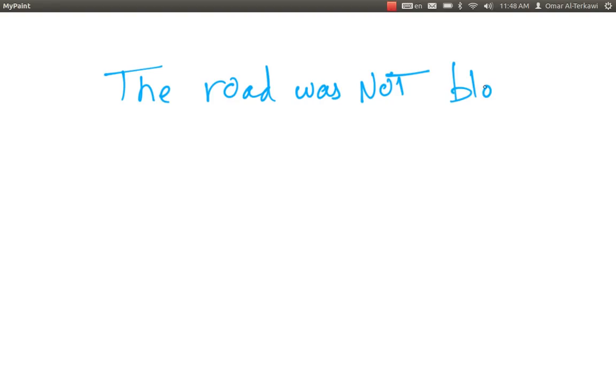Now, let's try to take some examples. Okay, so this example would be the road was not blocked. The road was not blocked.